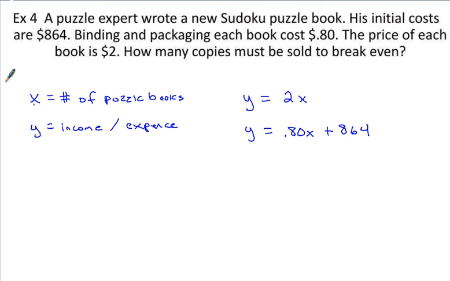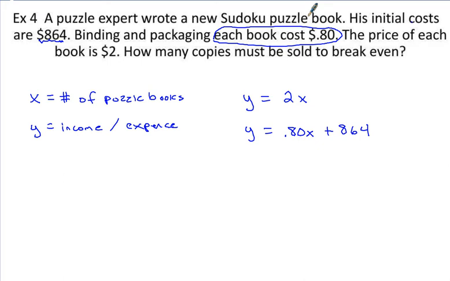Yes, sir. 864x. Okay, so it's not talking about 864 being the cost of each individual book. It says the packaging and binding for each book costs 80 cents. So each book, the one that's multiplied times the number of books, is the 80 cents. The 864 is just the initial cost. That means to set up the book, to get the printing set up, to do everything he needed to do, he had to pay $864.